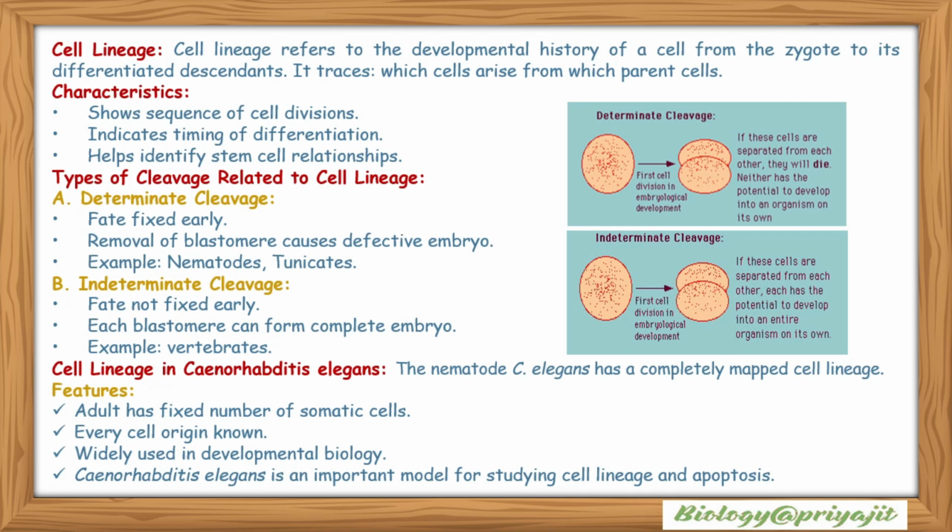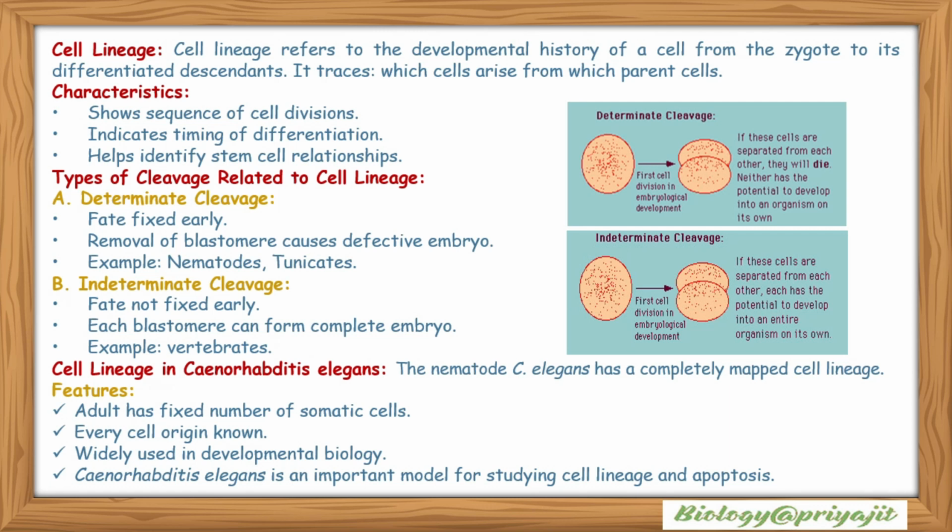Each blastomere can form a complete embryo, for example in vertebrates. Cell lineage in Caenorhabditis elegans: the nematode C. elegans has a completely mapped cell lineage. The features are: the adult has a fixed number of somatic cells, every cell's origin is known, and it is widely used in developmental biology.